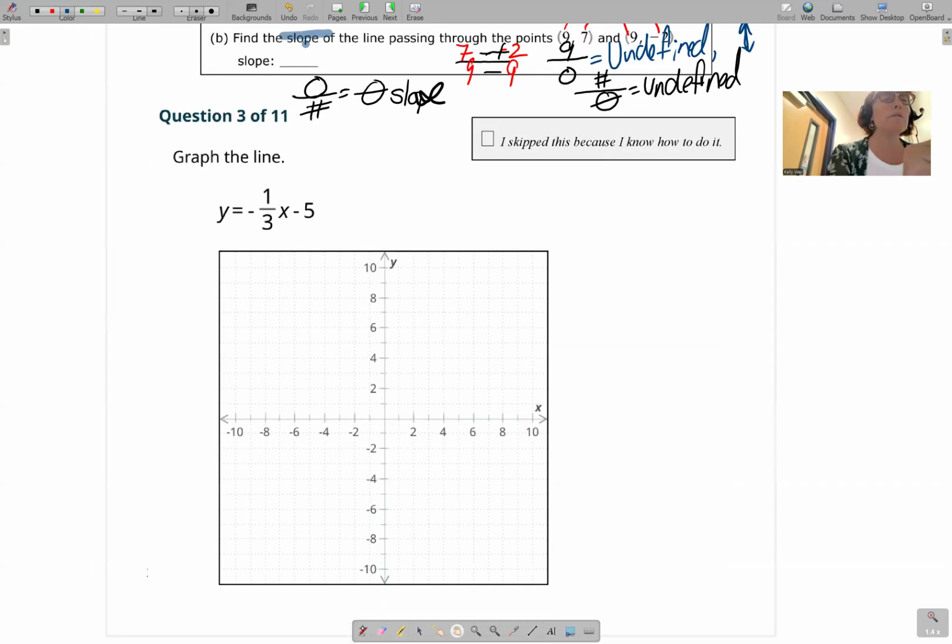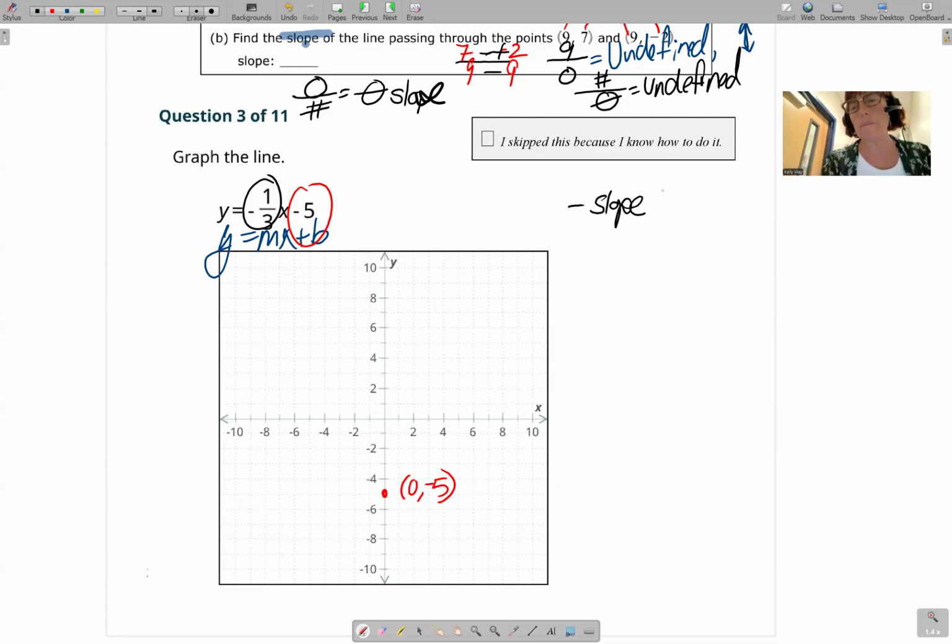Graphing of lines. You want to look for y equals mx plus b. That b is the y-intercept. And then you take a look here. That is a negative slope. Negative slope goes down from left to right. Positive slope goes up from left to right.